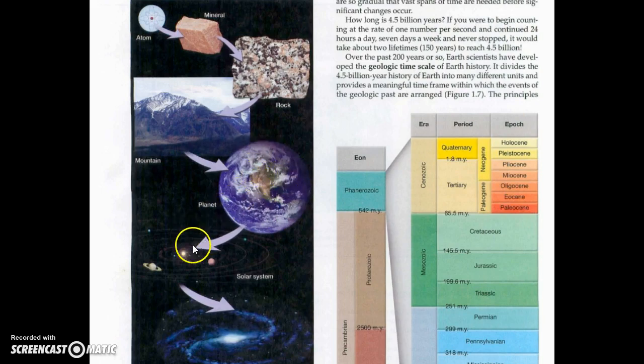Earth is located as the third rock from the sun, right? Mercury, Venus, Earth. Earth is the third orbiting body around what we call our sun. It's the star in our local neighborhood. And then notice our solar system is located on the outer fringe of our spiral galaxy. So this is the Milky Way galaxy, and we are located kind of on the outer fringe.